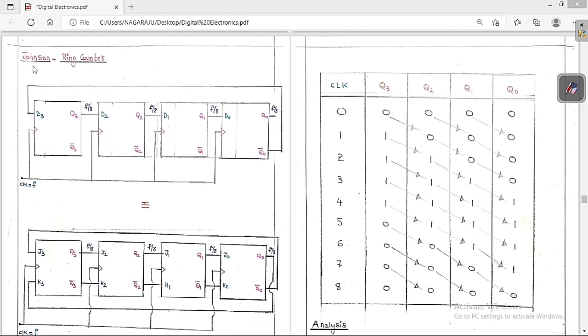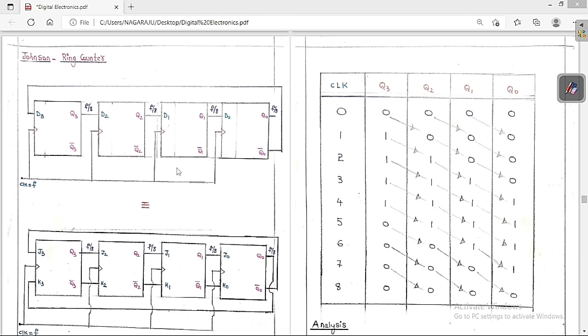So now we are going to study another concept called the Johnson ring counter. Johnson ring counter I already told you. I already told you the basic diagram but I never told you in detail. But now it's time to learn about this one in a very detailed manner. So you can see I am going to consider 4 flip flops. With the help of D flip flops I am going to make this Johnson ring counter.